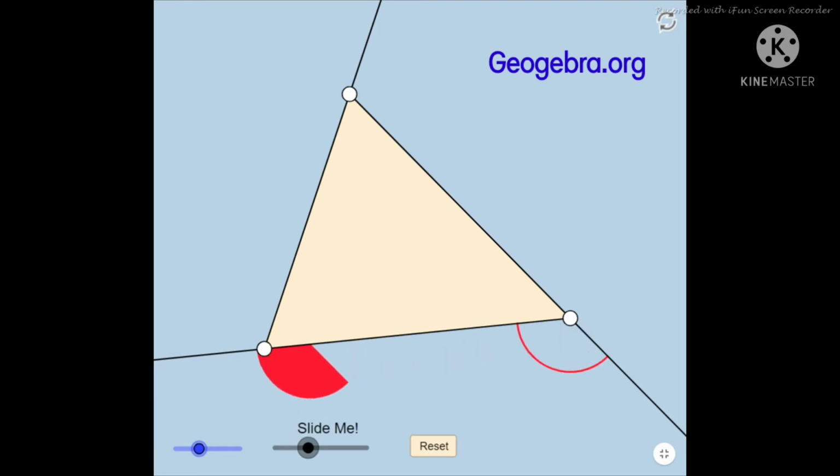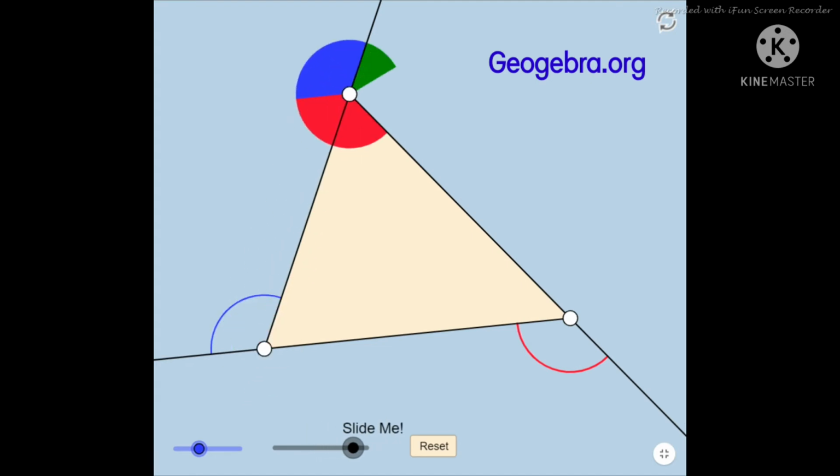We will add it with the second one. This is the second exterior angle. Now again we'll add it with the third one. So we get a complete angle. Hence the sum of the 3 angles is equal to 360 degrees. You can see it again.